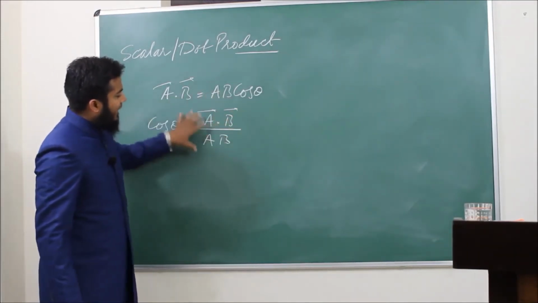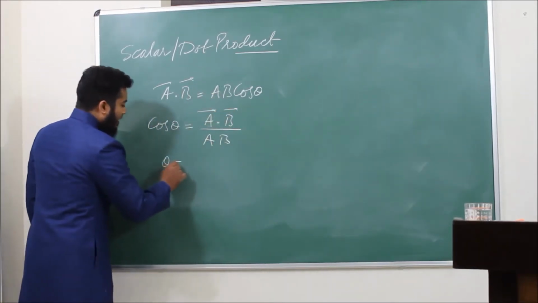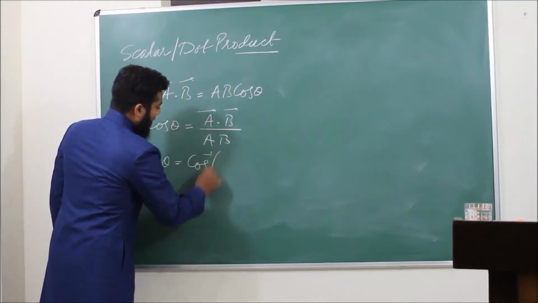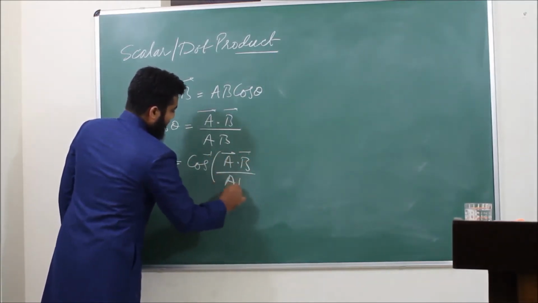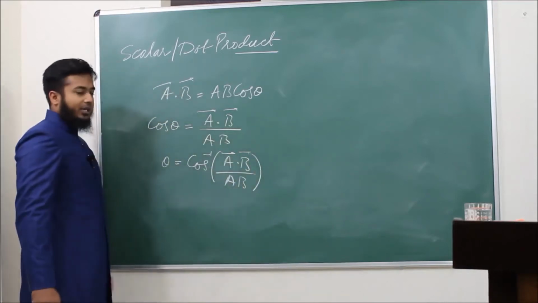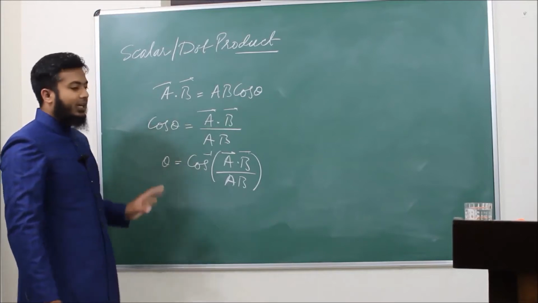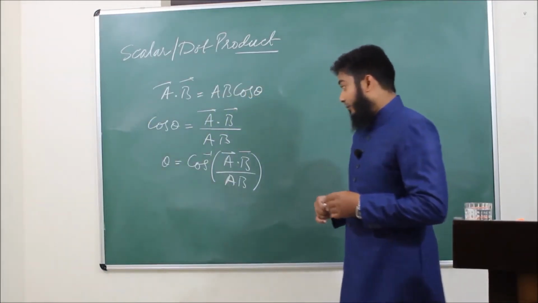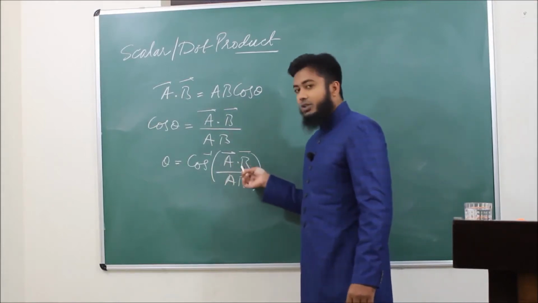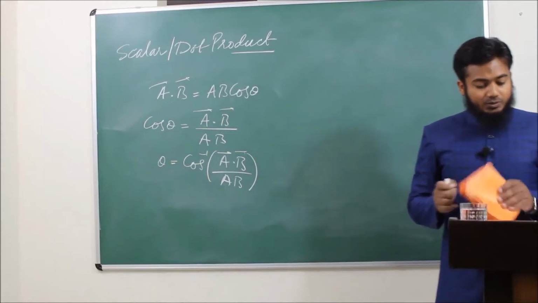So if we can find this ratio, that will be equal to cos theta, or theta will be equal to cos inverse A dot B upon the product of the magnitudes AB. So this result, this is how we can calculate the angle between the two vectors. And remember, if this dot product is 0, then cos inverse 0 gives you the theta is equal to 90 degree.